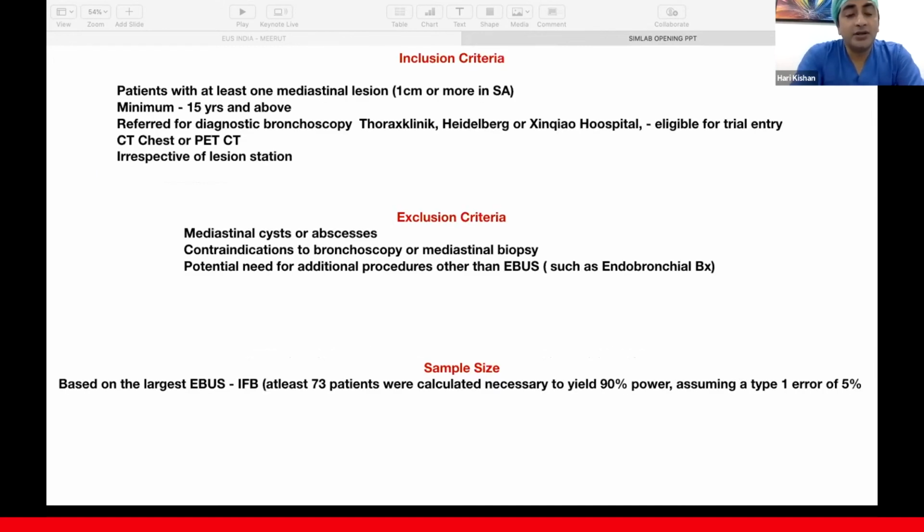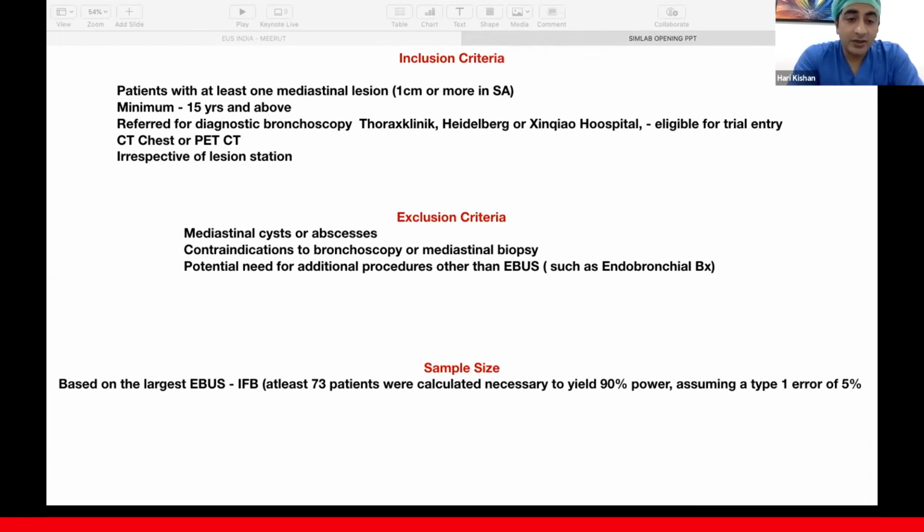If you look at their inclusion criteria, patients with at least one mediastinal lesion of more than or equal to 10 mm in short axis, age 15 or above, referred for a diagnosis. All patients who were referred for diagnostic bronchoscopy at two of their centers, one in Germany and one in China. And they did a CT chest or PET CT for all the patients undergoing these cryobiopsies. And they did biopsy in all patients, irrespective of where the lesion is located, meaning whichever station the lymph nodes were located, they performed the procedure in all these patients.